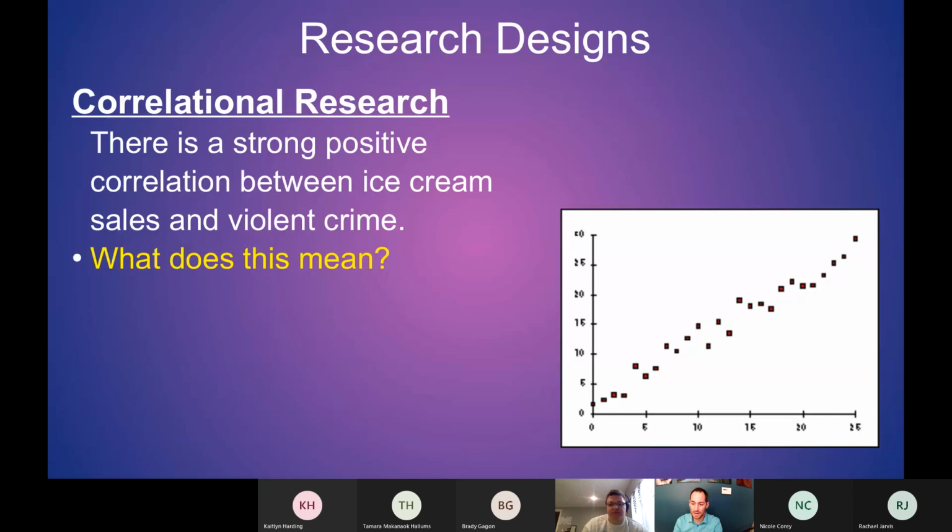Oh, sorry, I was muted that entire time. So we've got a comment. Correlation does not equal causation. Exactly. So what might be causing these? So we do see that they're related to one another, and this is a real finding from research. What is happening? What is causing both of these variables? Causing the ice cream and causing the violent crime.